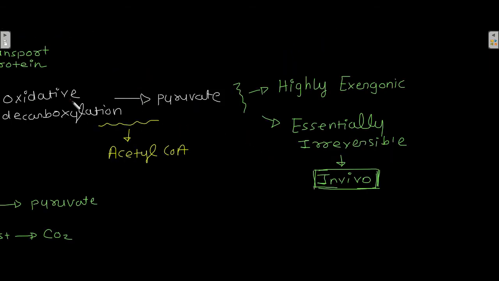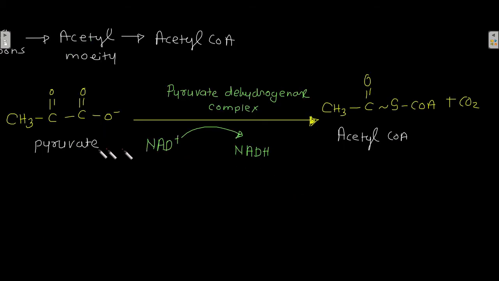Now, this reaction, the oxidative decarboxylation of pyruvate to produce acetyl coenzyme A, is highly exergonic and it is essentially irreversible in vivo. So this is how the reaction looks. This is pyruvate. In the presence of pyruvate dehydrogenase complex, it gets converted into acetyl coenzyme A and 1 carbon dioxide molecule, and in the process NAD+ gets converted into NADH.